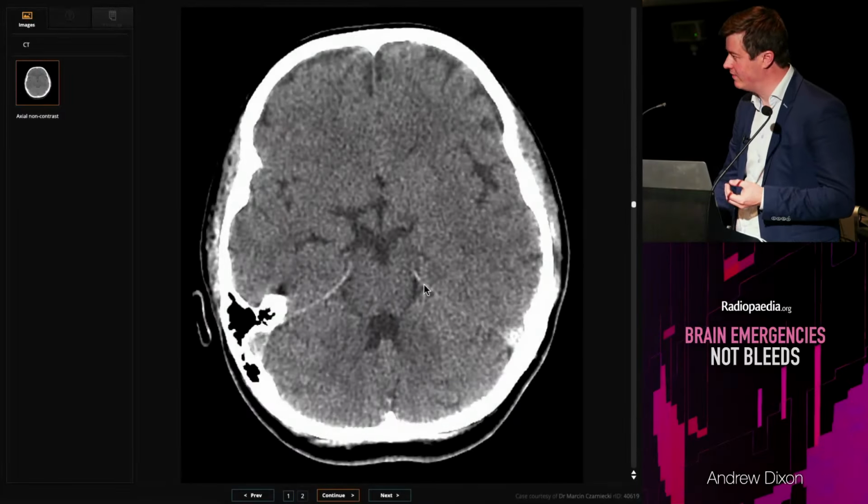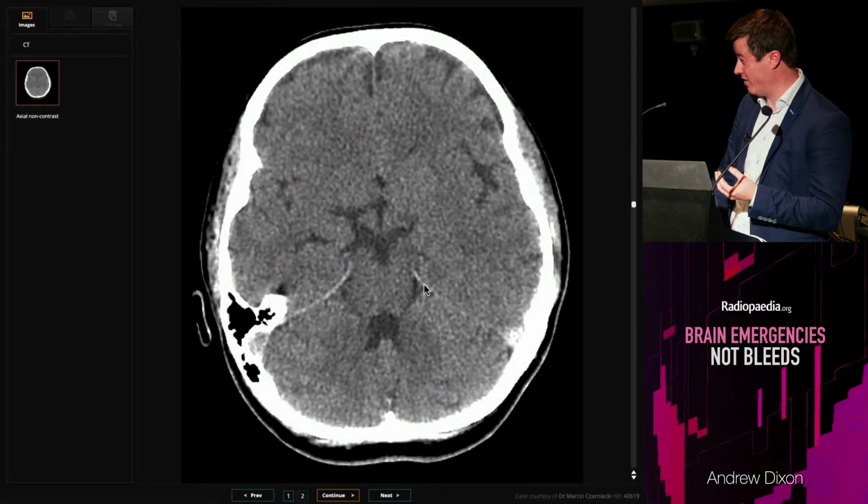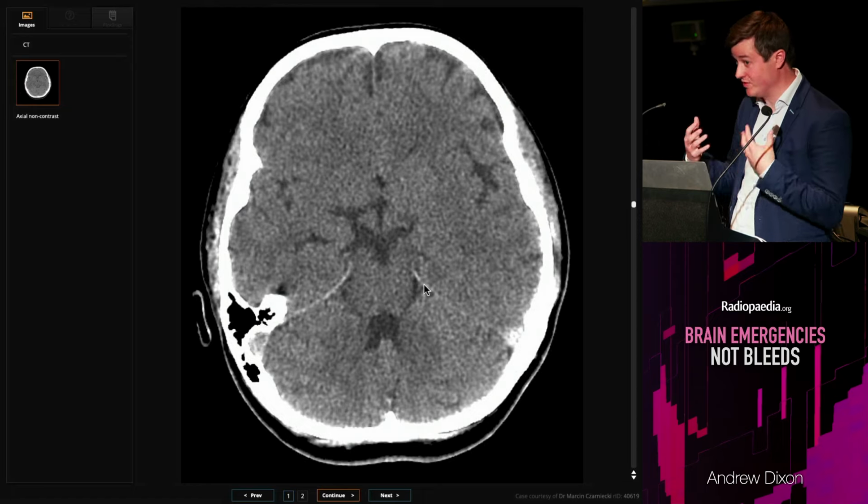Another hyperdense vessel, we've seen 3 now: MCA, basilar tip. Another hyperdense vessel in a check area, particularly in a young adult female patient on the pill presenting with headache, is the dural venous sinuses.